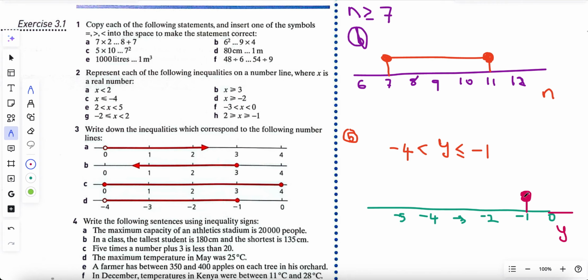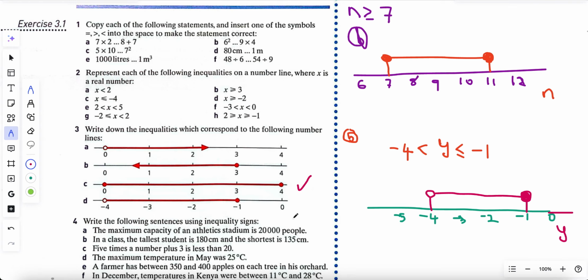You shade it because it's lesser than or equal to, and then you go to -4. You draw for -4. This one we're not going to shade. Why? Because you say y is lesser than or equal to -1 but greater than -4. It's not greater than or equal to, so it's only greater than -4. So you don't shade this one. Okay, so that's what they did here.